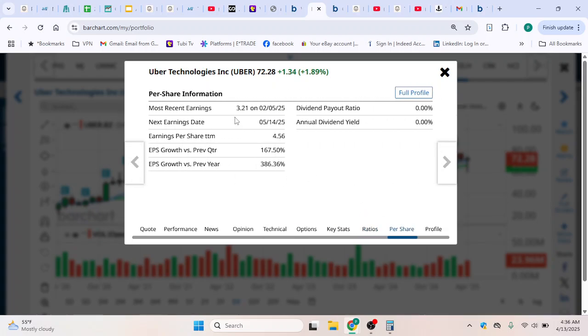Per share just shows most recent earnings, next earnings date, May 14th. So that's an important date to watch out for. And I like these numbers a lot too. Earnings per share growth versus the previous quarter, triple digits, right? Earnings per share growth versus previous year, high triple digits, almost 400%. I really like that. Remember, Wall Street really likes growth.